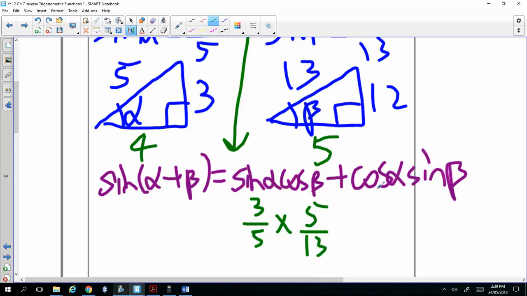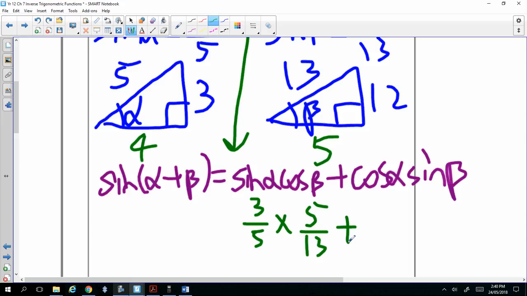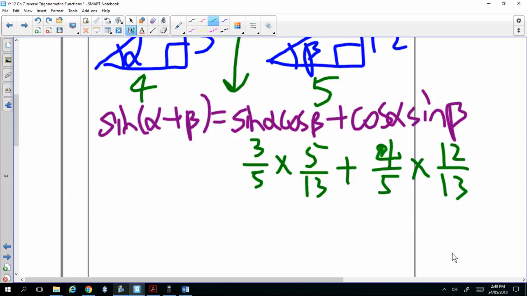Cos beta is 5 over 13. Sine alpha is 3 over 5. Yeah, okay, good. So what we're going to do is, you can just multiply and make a common denominator. 5 times 13 is 65, isn't it? 15 plus 48, which is equal to 63. So you get 63 over 65. Right, so you can get that.